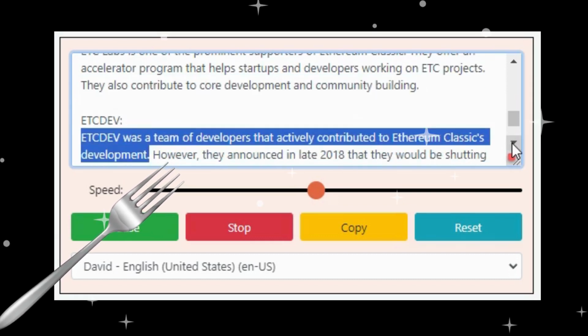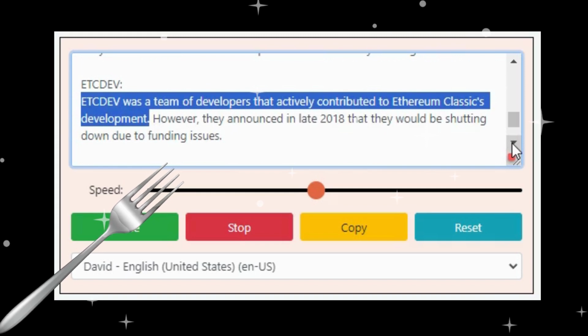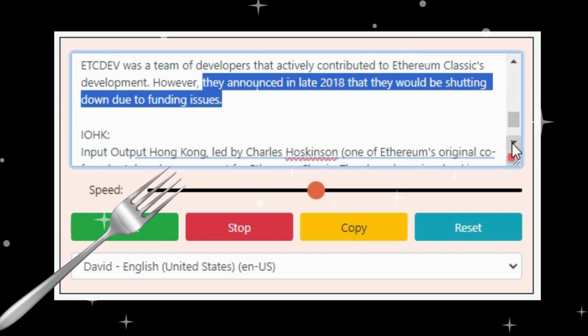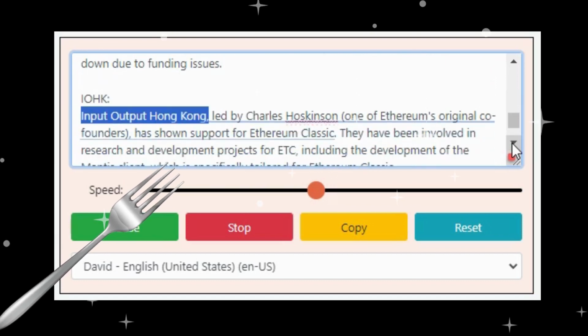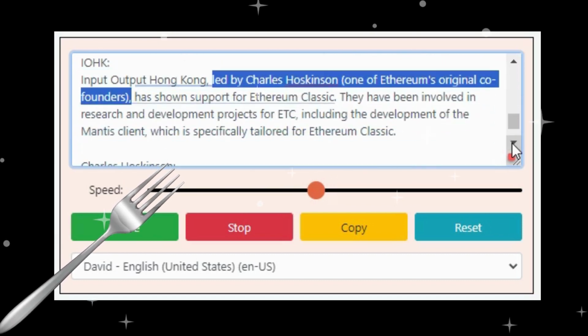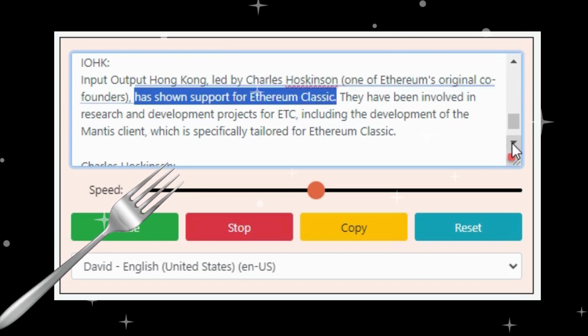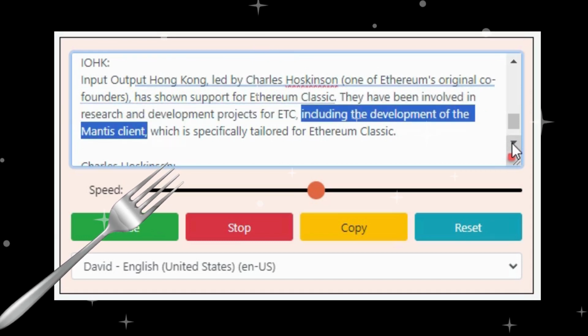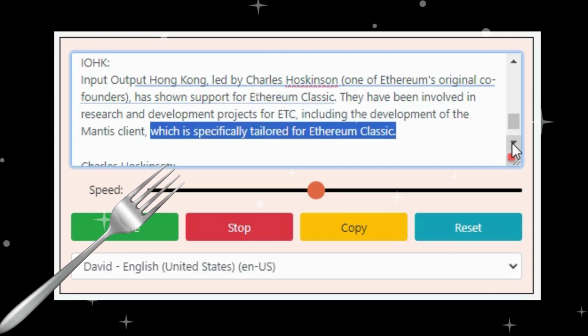ECDEF. ECDEF was a team of developers that actively contributed to Ethereum Classic's development. However, they announced in late 2018 that they would be shutting down due to funding issues. IOHK. Input Output Hong Kong, led by Charles Hoskinson, one of Ethereum's original co-founders, has shown support for Ethereum Classic. They have been involved in research and development projects for ETC, including the development of the Mantis client, which is specifically tailored for Ethereum Classic.